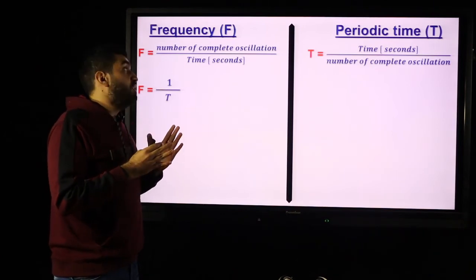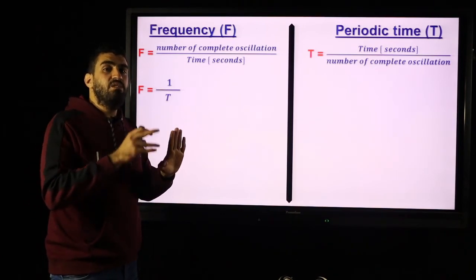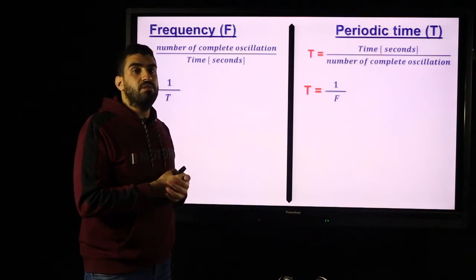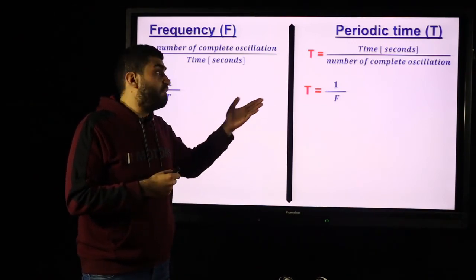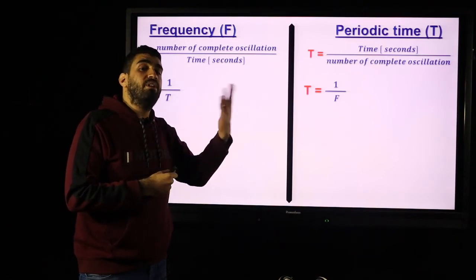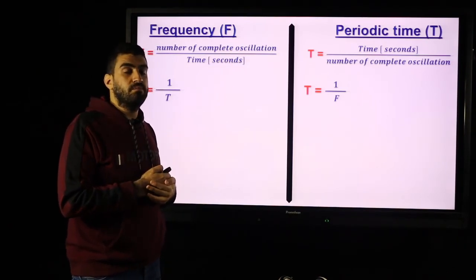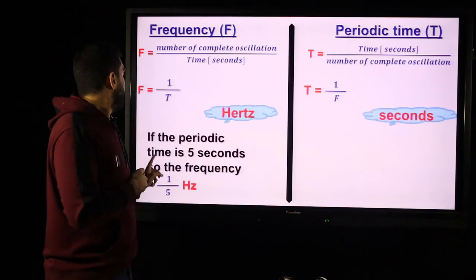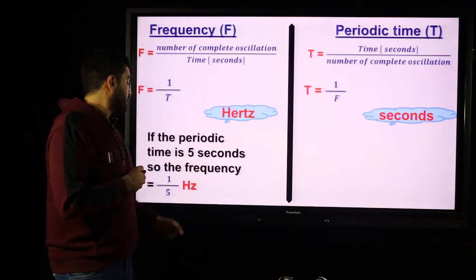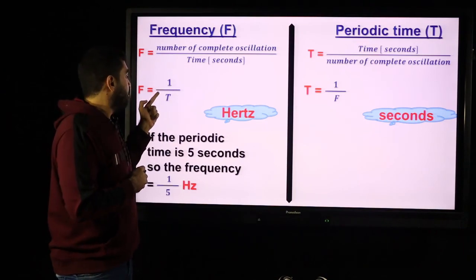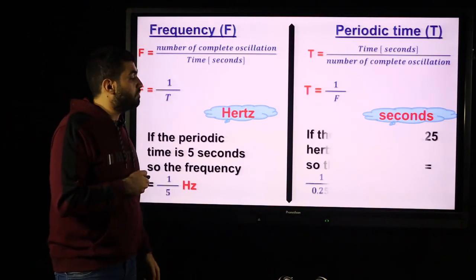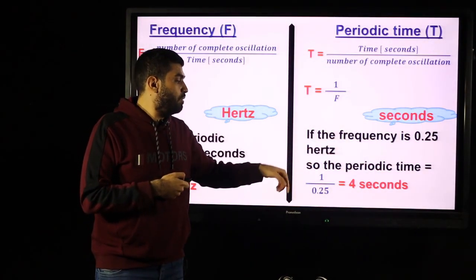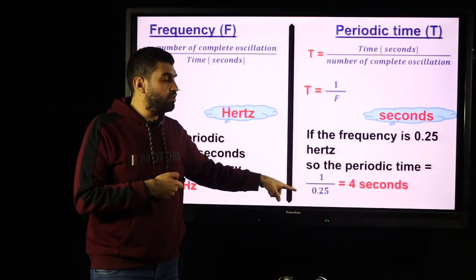If I have periodic time equals 5, so the frequency is 1 over 5. It's a rule, okay? Periodic time equals 1 over frequency. If the frequency is 4 hertz, so the periodic time is 1 over 4 seconds. Frequency is measured in hertz, periodic time is measured in seconds. If the periodic time is 5 seconds, so the frequency equals 1 over periodic time, 1 over 5 hertz. If the frequency is 0.25 hertz, so the periodic time equals 1 over 0.25, a quarter, equals 4 seconds.